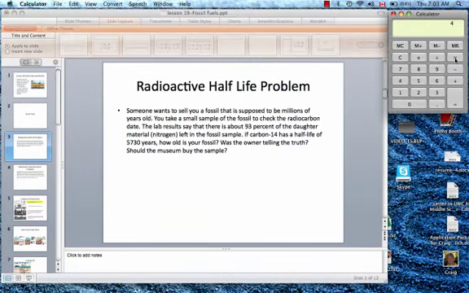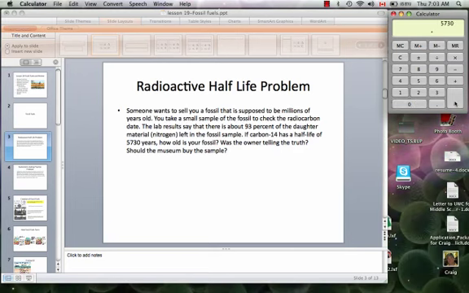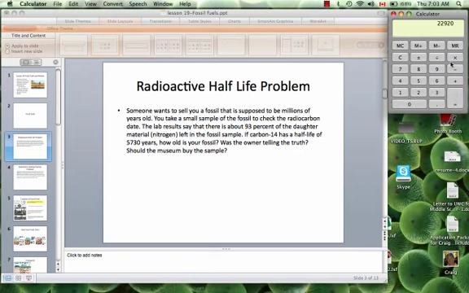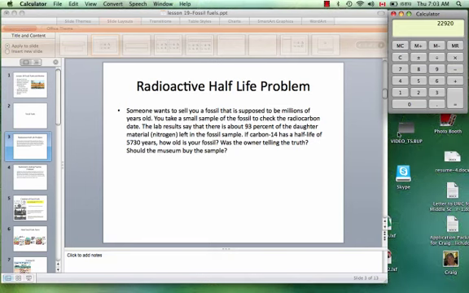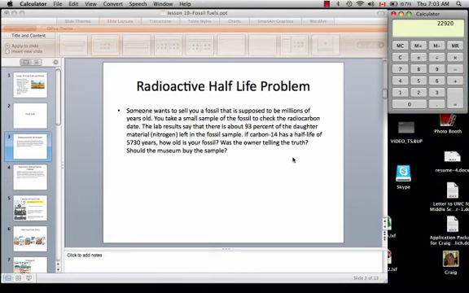4 times 5,730 equals 22,920. That's how old your rock sample is. Is it millions of years old? Nope. Is the owner of it telling you the truth? So should you buy the sample? Absolutely not. It's not old enough to be valuable at all.